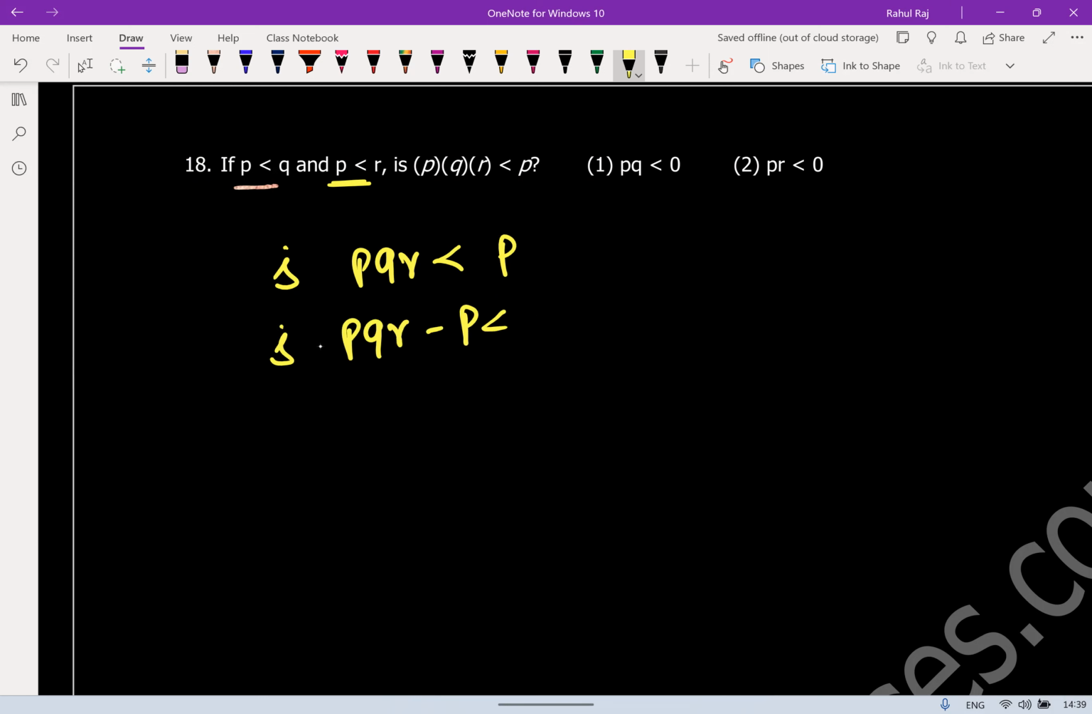So can I say my question is PQR minus P less than 0? That is nothing but P into QR minus 1 is less than 0. This is my question now. Now the question is complete under my authority. Is A cross B less than 0? Where A is P, B is QR minus 1.